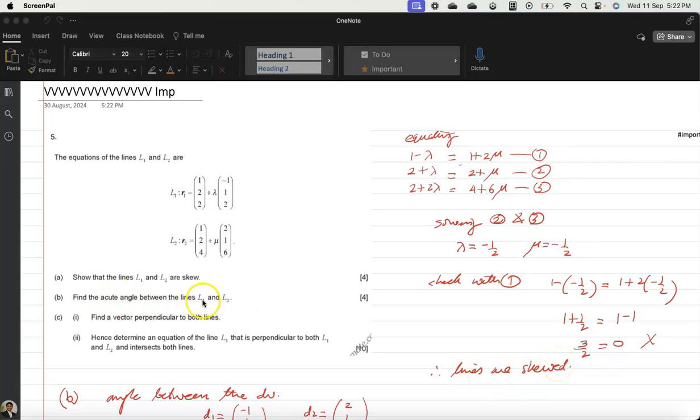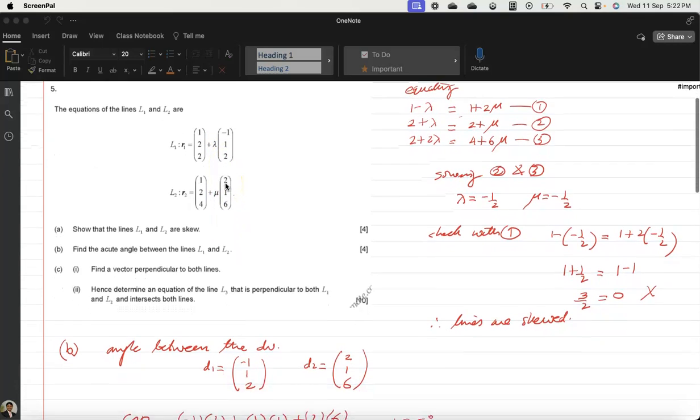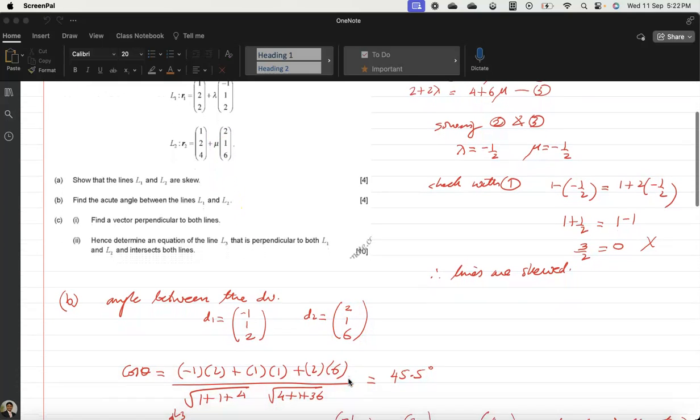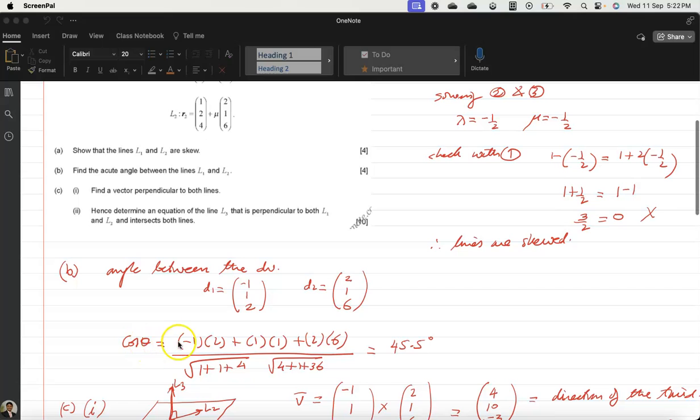Find the acute angle between the lines L1 and L2. The acute angle between two lines is the angle between the direction vectors. So these are my two direction vectors. The direction vector of the first line is minus 1, 1, 2, and the direction vector of the second line is 2, 1, 6. To find the angle between the direction vectors, you use the cos theta formula. Correct? You do cos inverse, and you will get your answer 45.5.